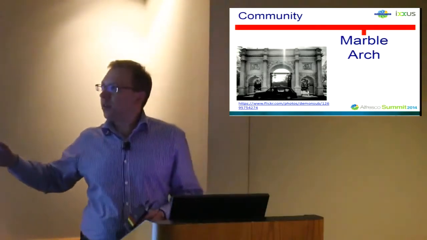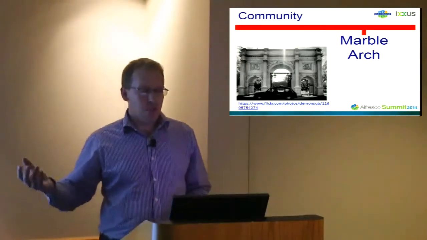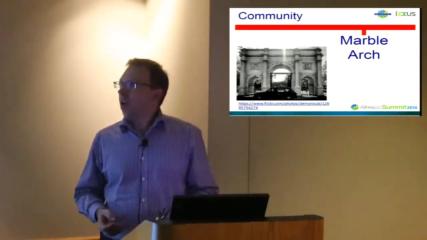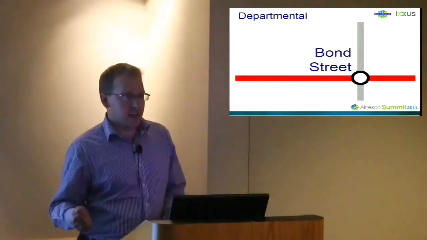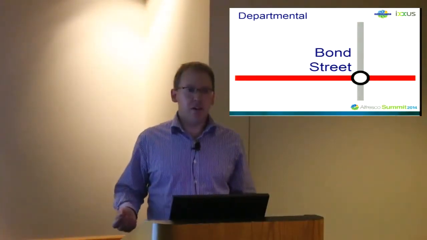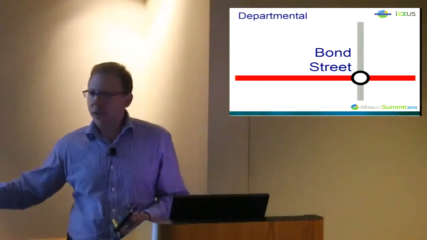And Alfresco community we can think of as Marble Arch. It's a single standalone station, and there's a very nice monument nearby, which is where it gets its name from. As we move along the central line, the next station is Bond Street, and we can liken this to departmental Alfresco, because at this point we can offload transformations to the ATS down the Jubilee line.